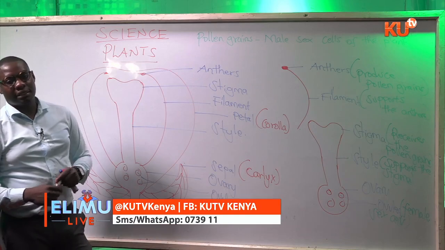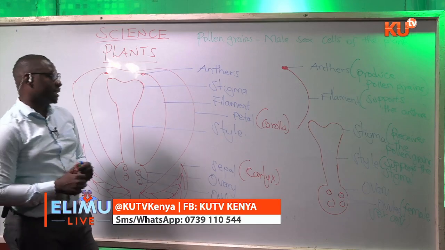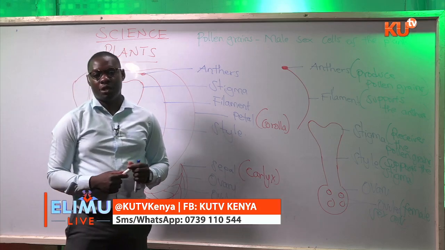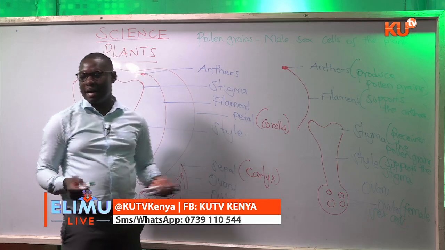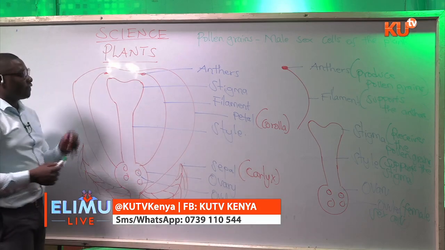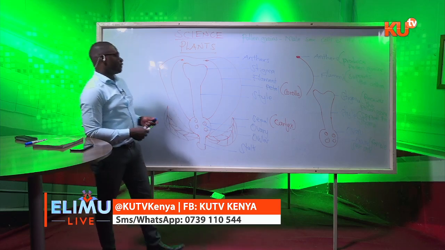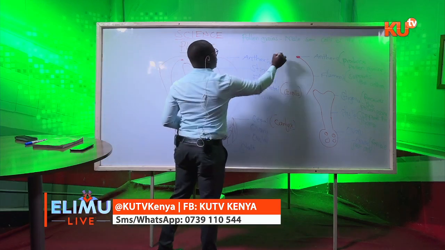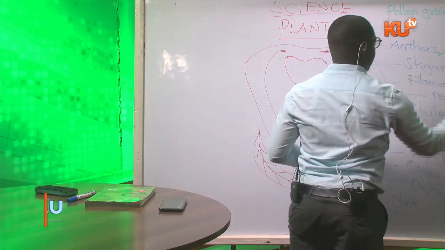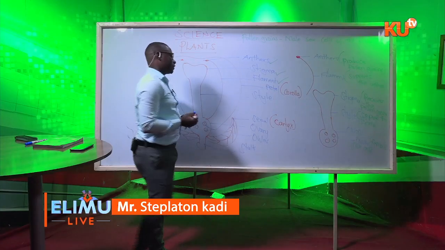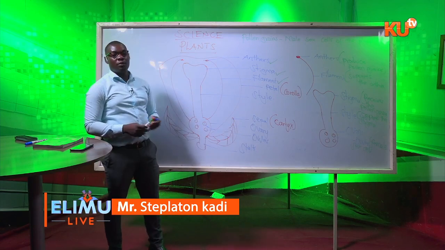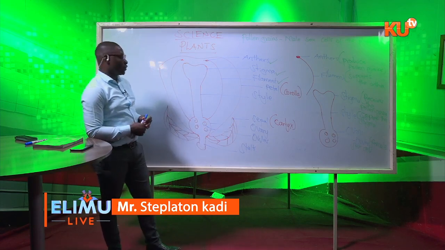That is the male parts of the flower and the female parts and their functions. So we can also look at the other functions of the parts of the flower. We have talked about anthers already. We have talked about the stigma. We have talked about the filament. So let's look at the petals. What is the function of the petal?